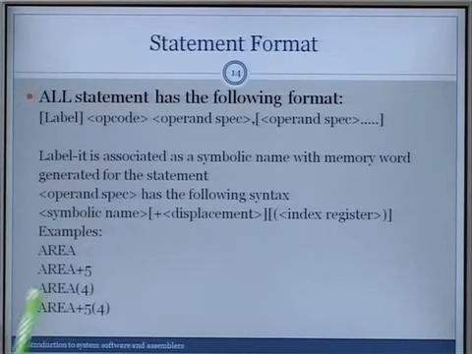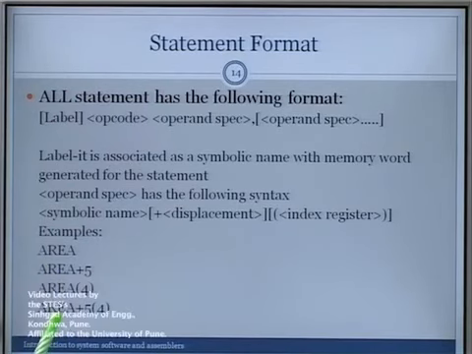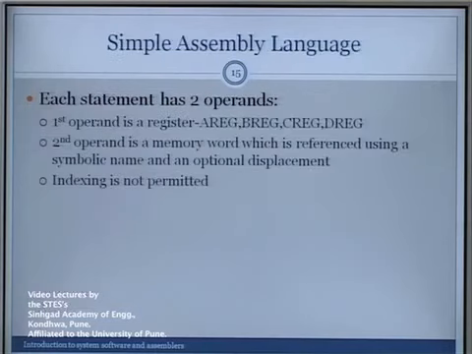And this happens to be a combination of these two techniques, where the address referenced by this symbol name area is added with this constant 5, and that is then added with the contents of index register 4 to get the memory word we wish to reference.